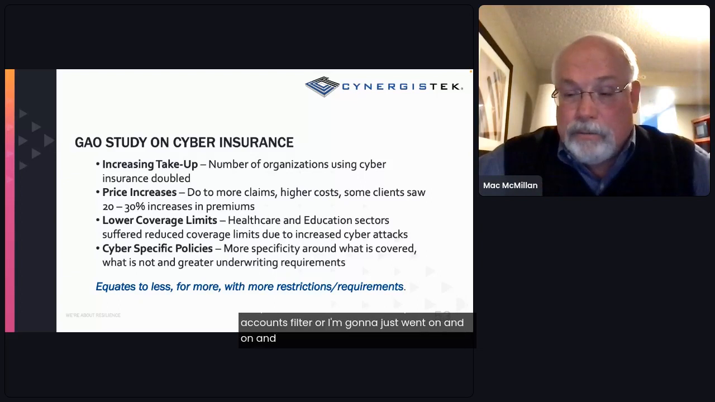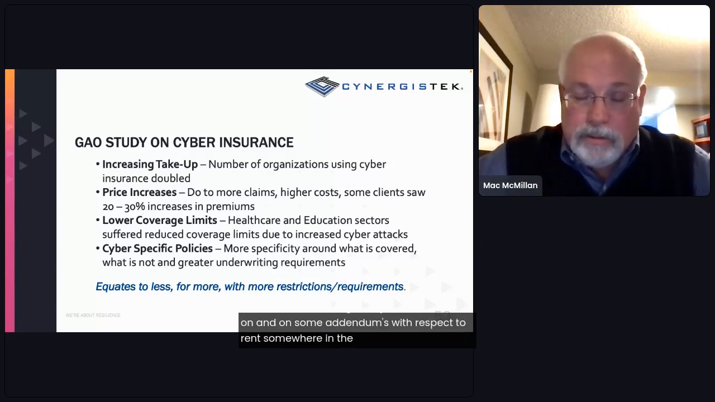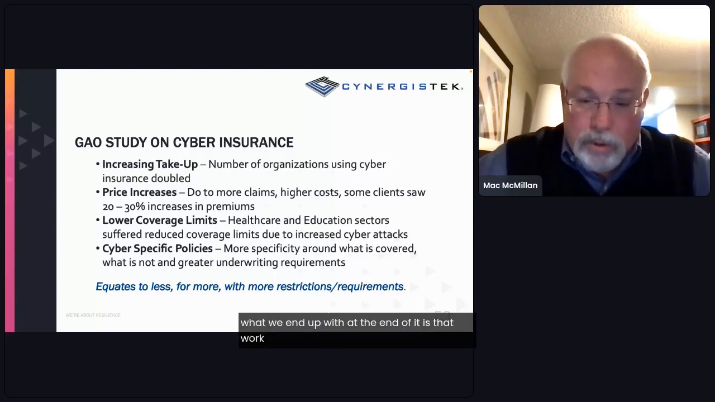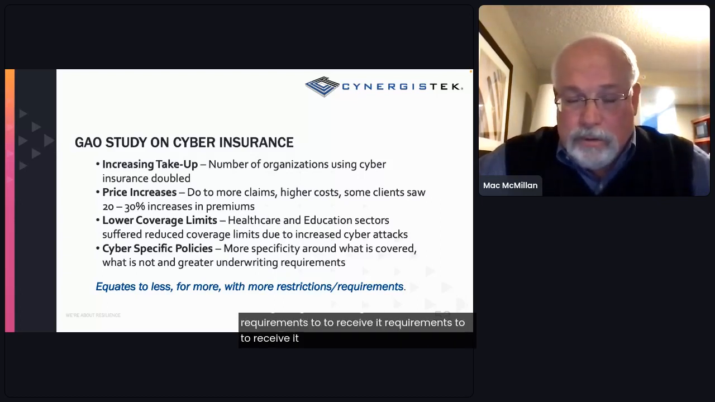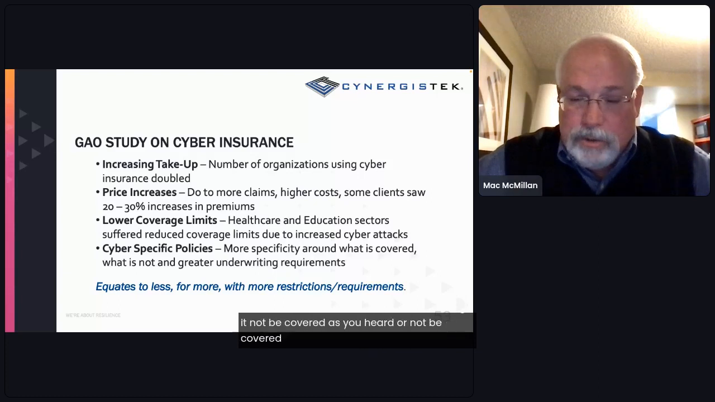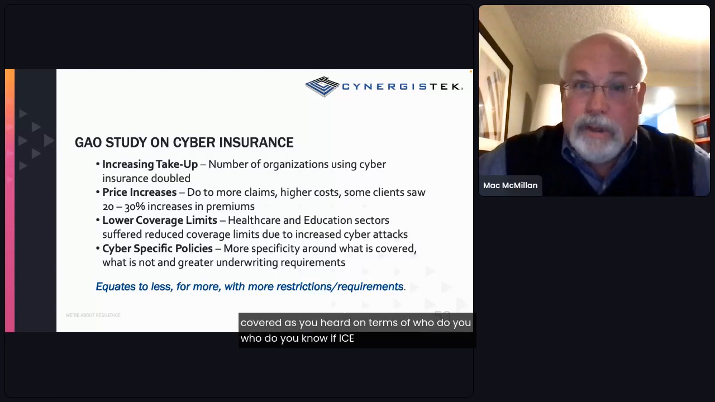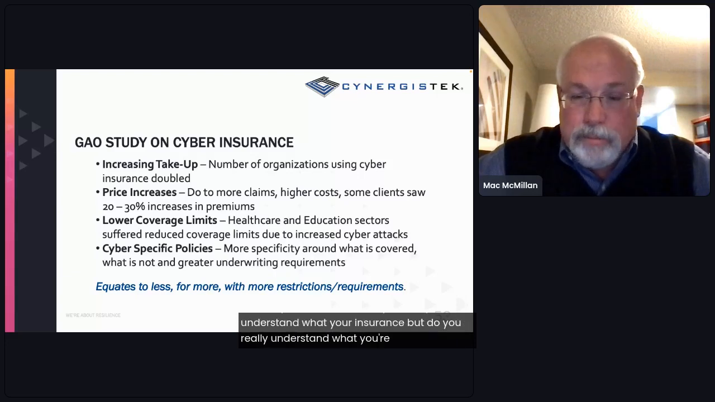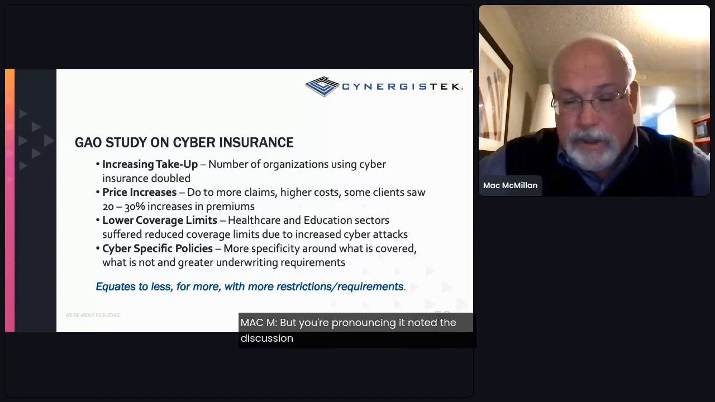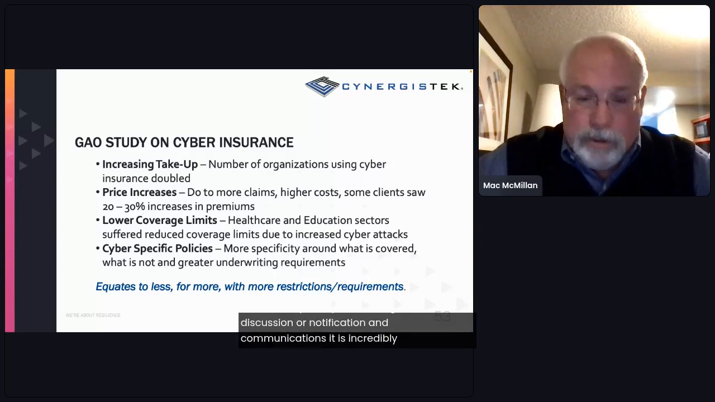And some of these addendums with respect to ransomware, which are add-ons to the standard underwriting provisions, were 2 and 3 pages long. So what we end up with at the end of the day is that we're getting less, we're paying more. It's got more restrictions and more requirements to receive it. And if we don't meet certain guidelines when we're using it, we could actually not be covered, as you heard him say as well, in terms of who do you notify first, and do you really understand what your insurance policy says with respect to what you should do and when you should do it, and how that affects your policy. And that discussion around notification and communication is incredibly important.